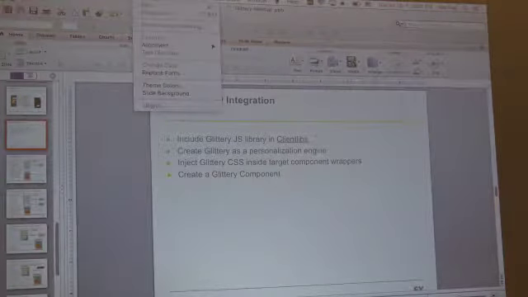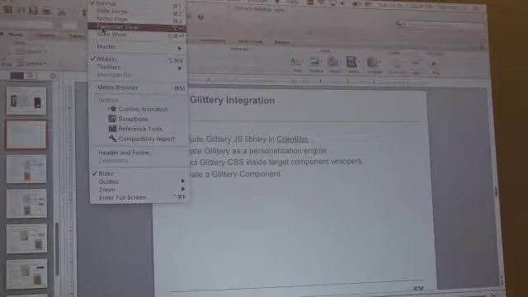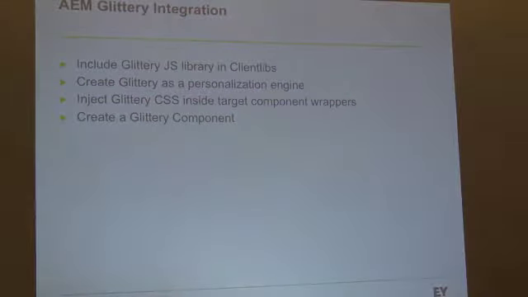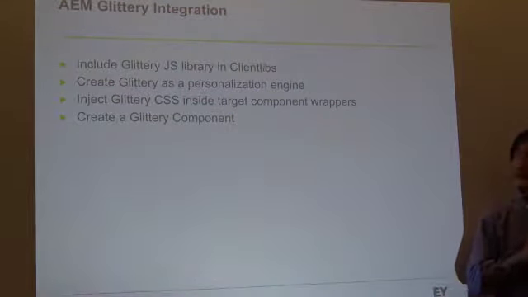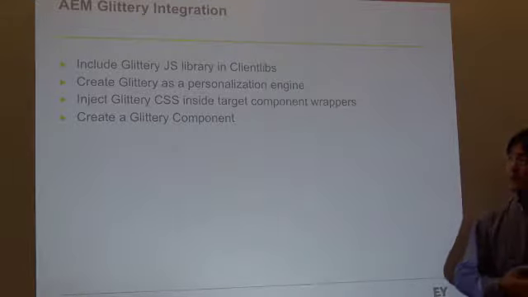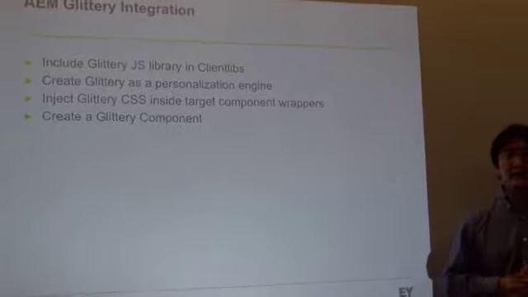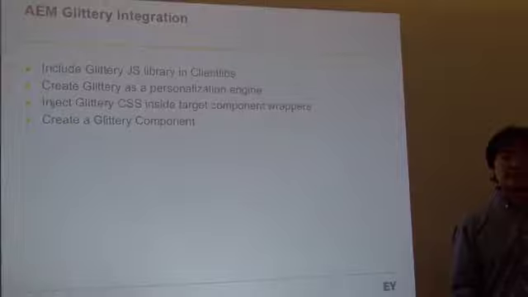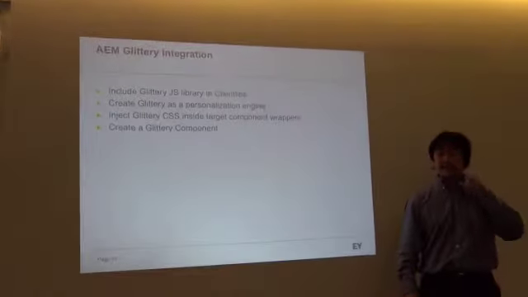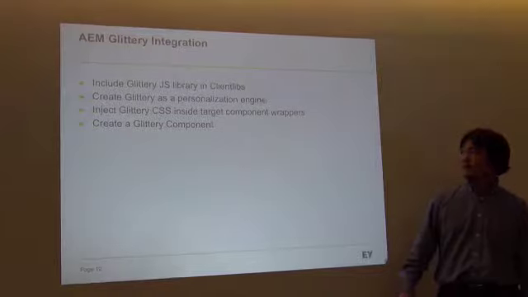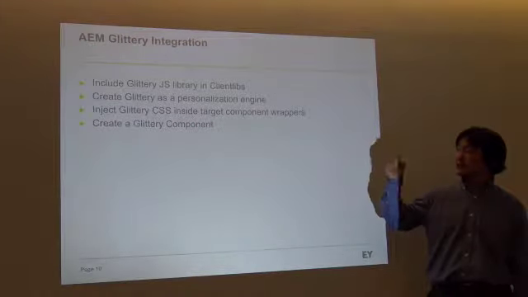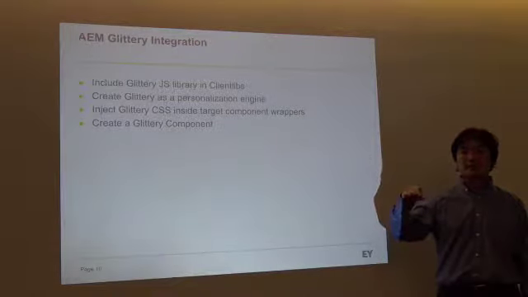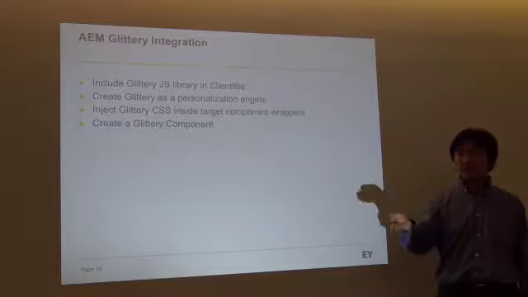Going back, now we want to talk about AEM and glittery. First, we talked about AEM personalization, and we have the glittery library. Now let's merge the 2. What's necessary? The first thing is to include the glittery JS library in client libs. Easy, right? You just add that into the js.txt file and upload it. Secondly, we have to create glittery as a personalization engine, and that's part of the code that Mike wrote to integrate.